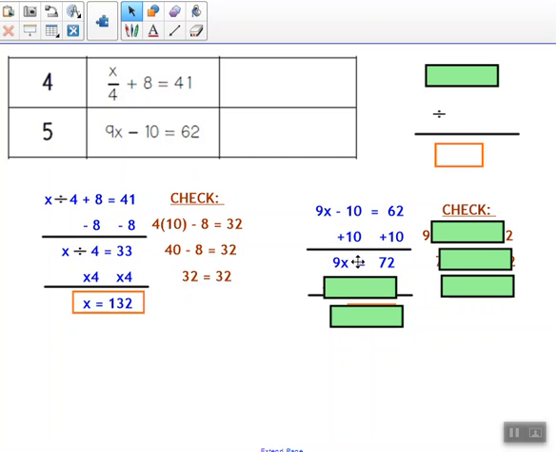So now we want to get rid of the 9, so it's being multiplied with the variable. So we want to divide it. We divide both sides by 9. We end up with x having a value of 8.